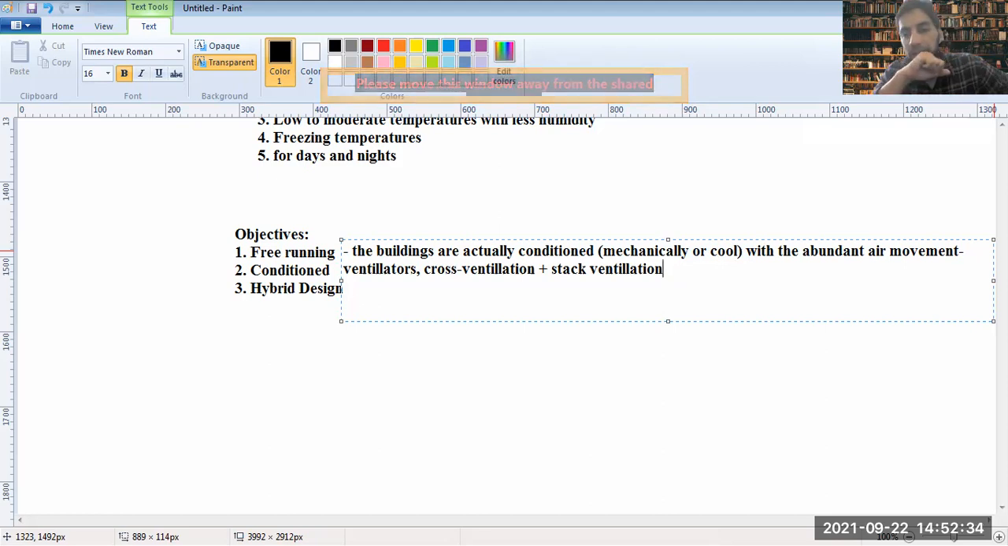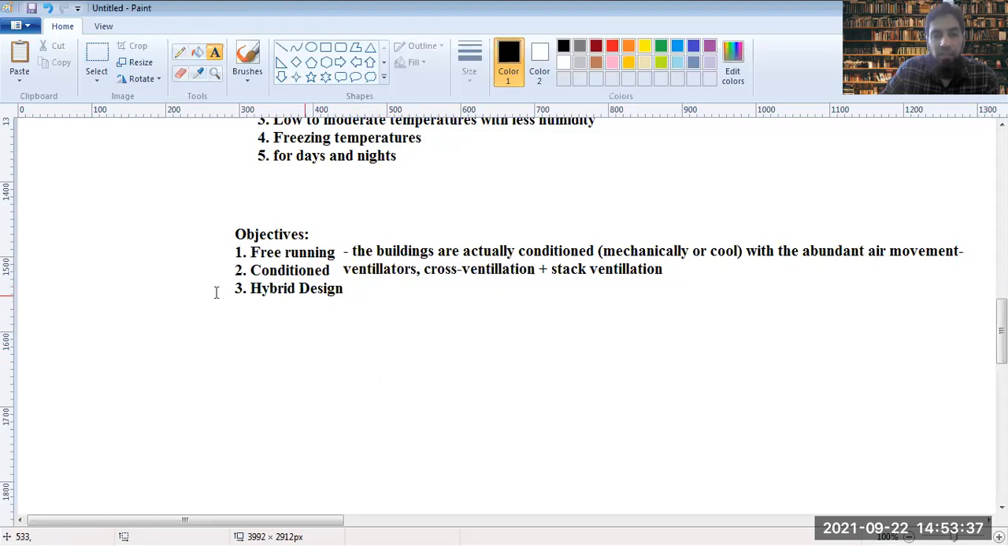But you can also do it mechanically. You can stack them. You can provide an inlet for conditioning through which the air is pumped inside, and there's the exhaust which takes out the extra air within the building. So this is a free run.